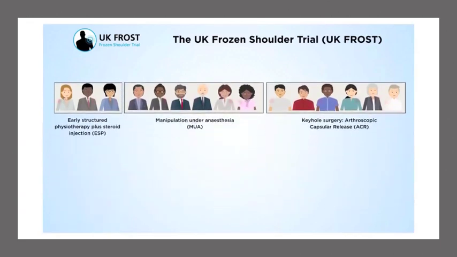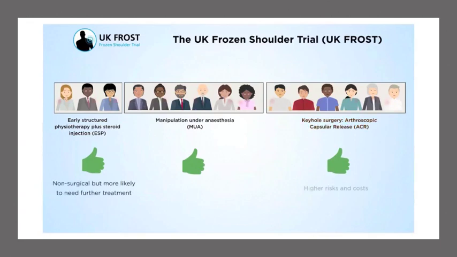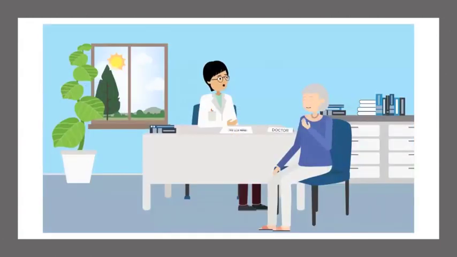All 3 treatments led to significant improvement, but none were clearly clinically superior, using patient-reported questionnaires over a 12-month follow-up. Those who had steroid injection with physiotherapy, the only non-surgical care pathway, were more likely to need further treatment. Keyhole surgery carried higher risks and costs. Manipulation under anesthesia was the most cost-effective treatment to the NHS, providing the best value for money for the benefits gained by patients in terms of their improved quality of life. Thanks to this trial, patients can now discuss the most appropriate treatment option for them with their doctor.